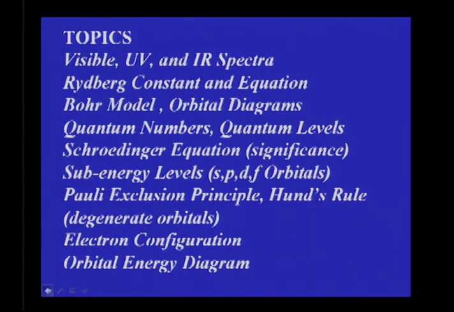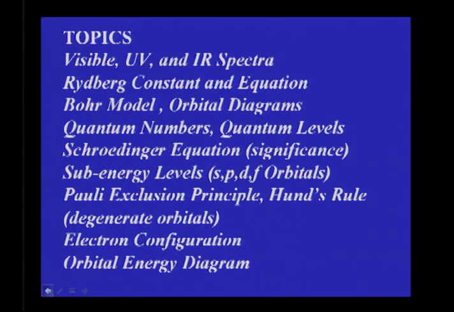The Bohr model, orbital diagrams, quantum numbers, the quantum levels, the Schrödinger equation and its significance, the sub-energy levels, SPDF orbitals, the Pauli exclusion principle, Hund's rule that relates to degenerate orbitals and their filling procedure, electron configurations, and the orbital energy diagram. Now that's a handful. We'll see how well we get to cover all these topics.